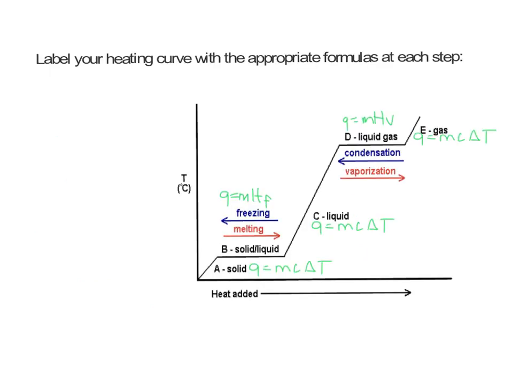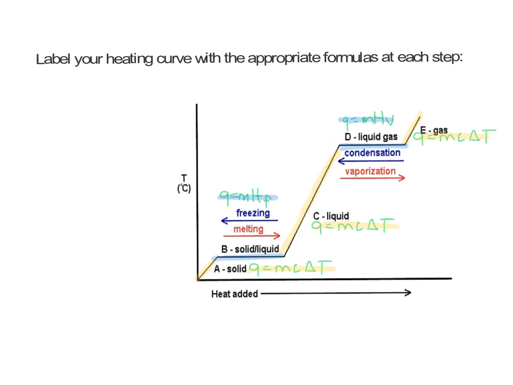Let's put all those formulas into the heating curve. Quick recap: anytime we're dealing with a diagonal line, we're going to use Q equals mcΔT, because that heat energy is going into changing the temperature. Then, anytime we're dealing with a flat line, we're doing a phase change, so we need to use the two equations for a phase change. Whether it's Q equals mHF if we're dealing with freezing or melting, or Q equals mHV if we're dealing with vaporization or condensation.